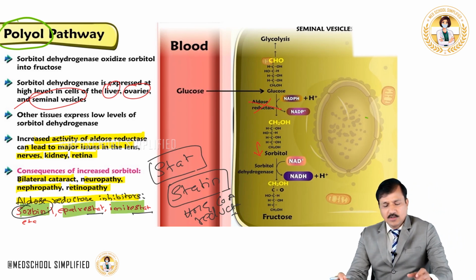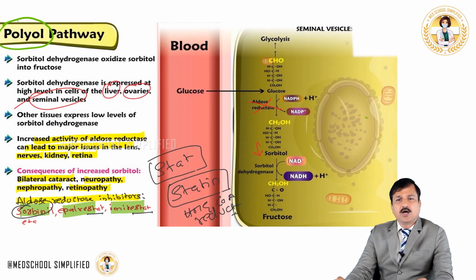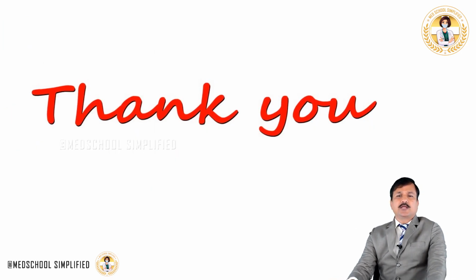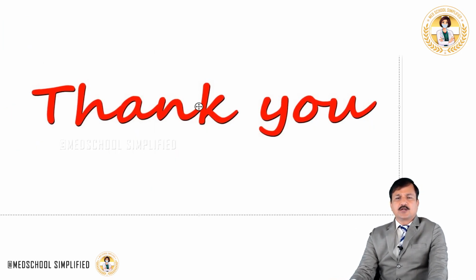So this is the polyol pathway, which involves conversion of glucose into sorbitol. That's about the polyol pathway. I hope this short video has helped you in understanding the polyol pathway and also a clinical application of it, in understanding why we see complications in uncontrolled diabetes mellitus patients.